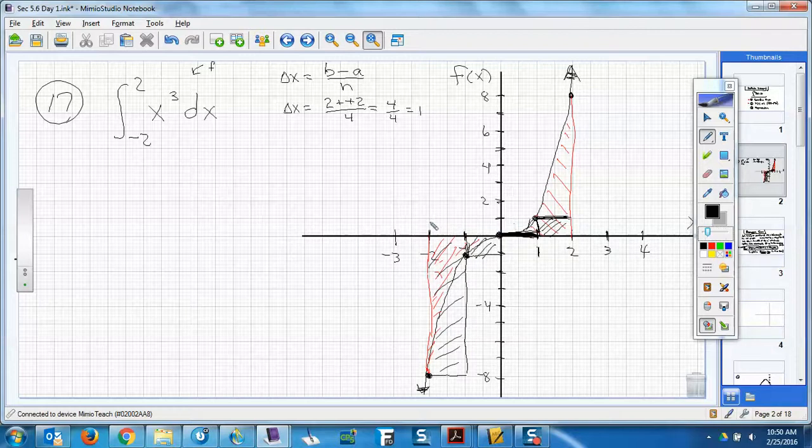18. -8. Remember, area below is negative. We can see why, right? The height here is -8. Now, I don't want to write -8. How did we get that?